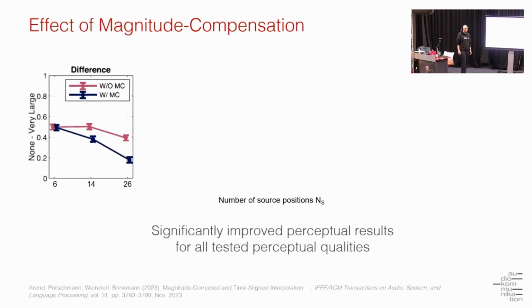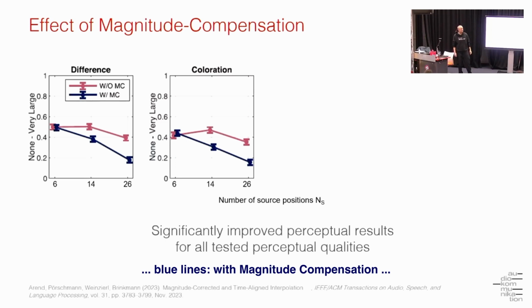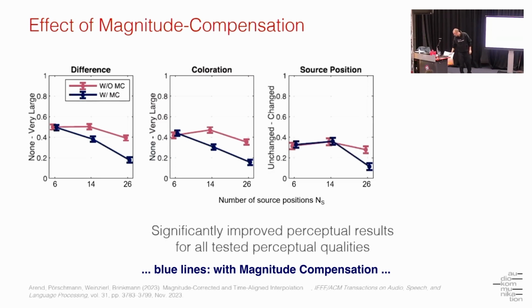So first of all, we can see that subjects perceive differences, but we were using very few HRTFs in the sparse data set, between 6 and 26. But we also see that if using magnitude compensation, there is a significant perceptual improvement for the overall difference if using 14 or 26 sources. We observe the same if we ask the subjects to rate the coloration. We also see improvements in the perceived source position. In this case, however, only if we're using 26 HRTFs.